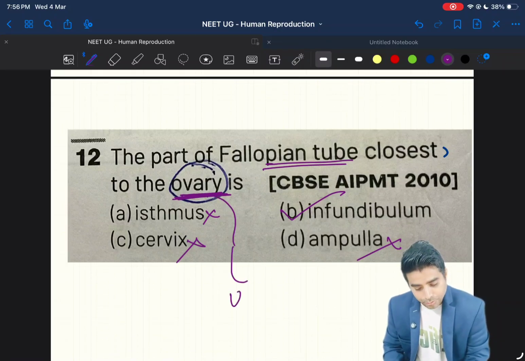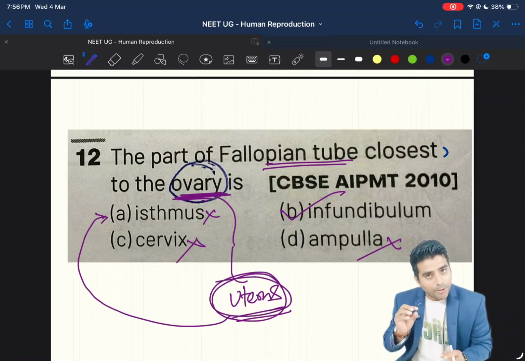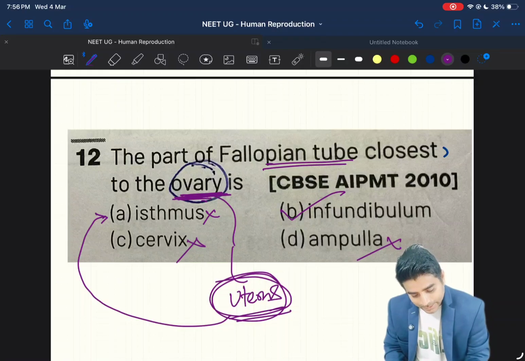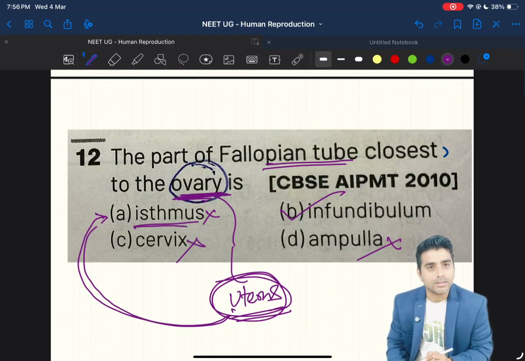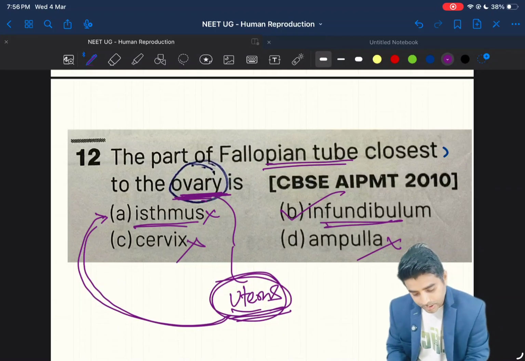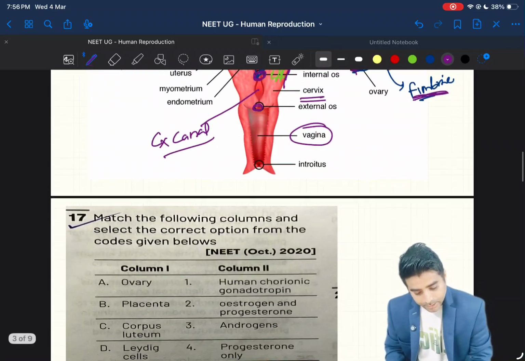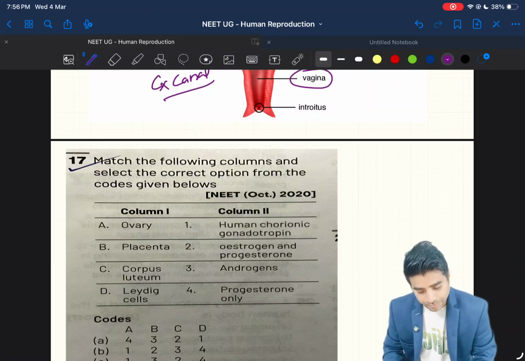Now, if they change the question, the part of the fallopian tube closest to, not the ovary, if they call it closest to the uterus, then the answer will be isthmus. So you need to be very careful what actually they are asking. Whether they are asking for the part closest to the ovary, or the part closest to the uterus, right? The closest part of the fallopian tube to the uterus is the isthmus, and if they are asking for the ovary, then it will be the infundibulum, or if fimbriae is in the option, then you need to mark the fimbriae.